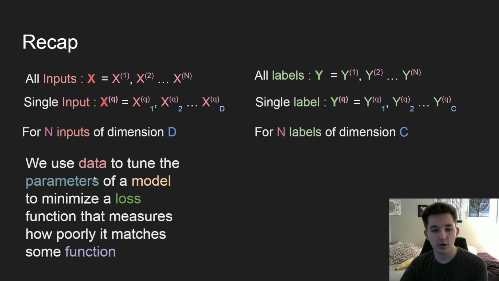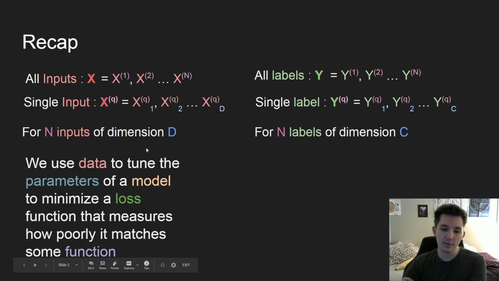So we have an updated definition of our models, or of our machine learning. So now we say that we are using data to tune the parameters of a model to minimize a loss function that measures how poorly it matches some function. So we defined a couple loss functions last time. We talked about MAE and MSE, which are the mean absolute error and mean squared error. Watch that again if you don't remember those. And now we understand that really what we're doing is we're minimizing that loss function. And it will get some function's behavior because we are minimizing that.